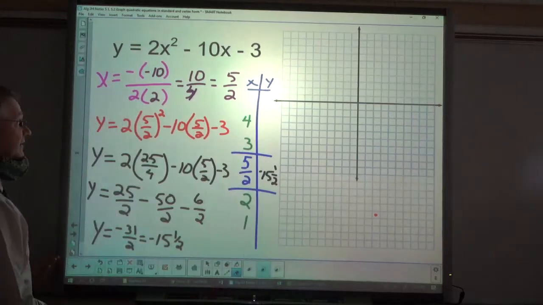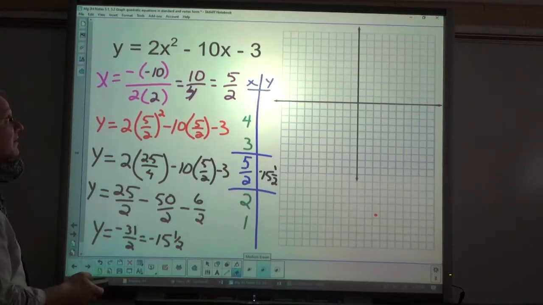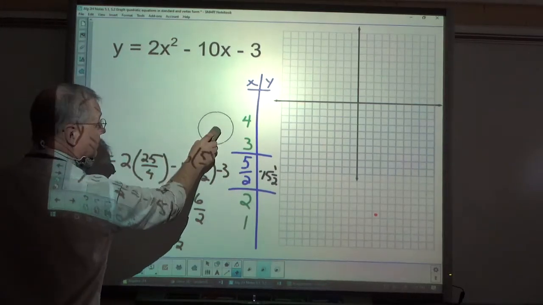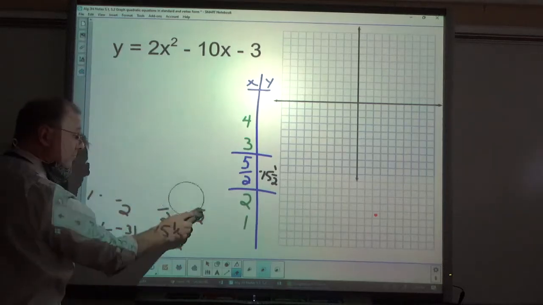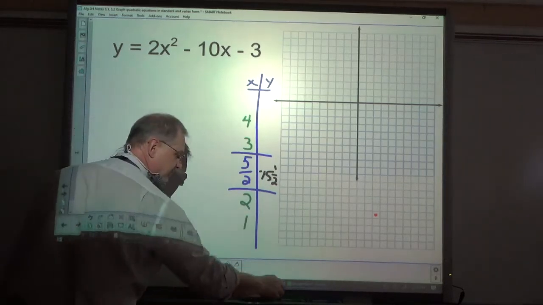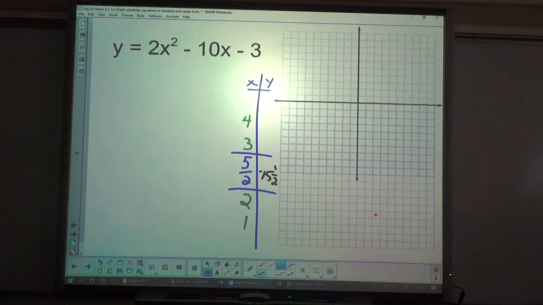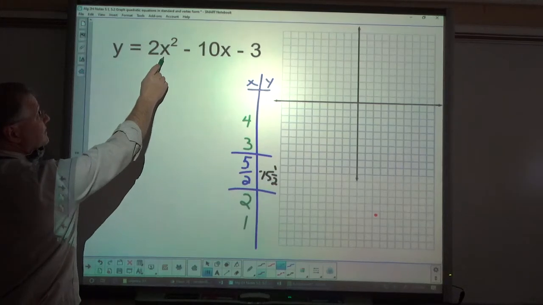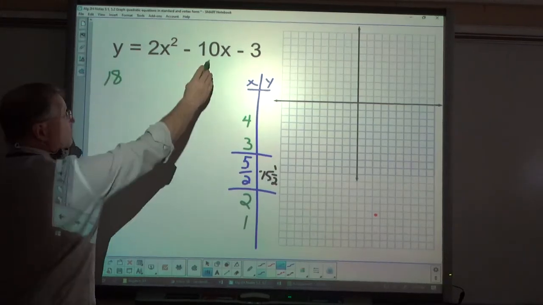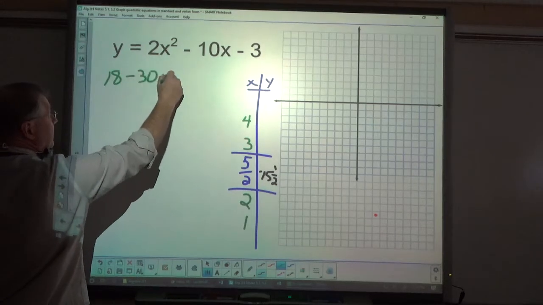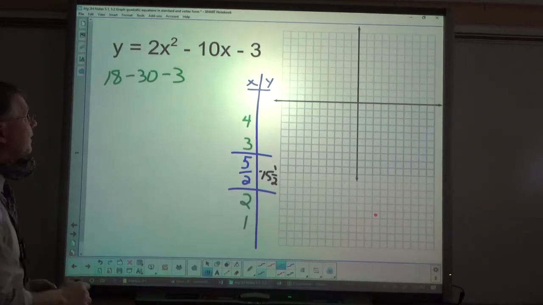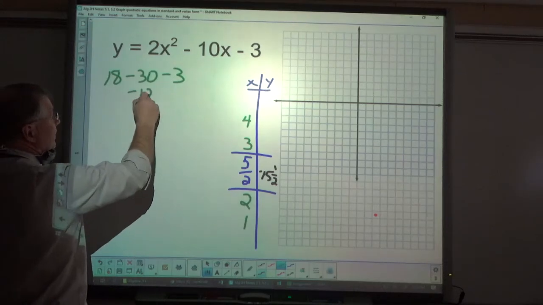Now I'm going to erase all this so I have a little more room to work with, and then I'll plug in some nicer values. And you can do some of this work in your head, but it's always a good idea to have your work on paper so that it's a little bit easier for you to find mistakes if you've made a mistake. So, for example, 3 squared is 9 times 2 is 18. 3 times negative 10, negative 30 minus 3. So you could write that much down and do some of it in your head, and that way at least you have some of the information down. Now, 18 minus 30, negative 12 minus 3.